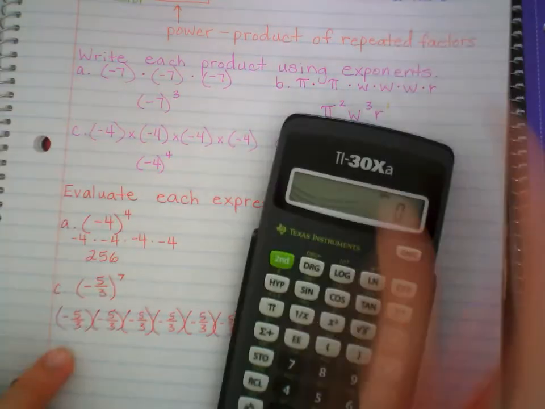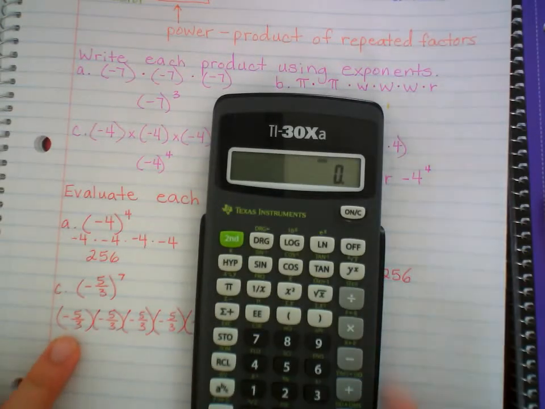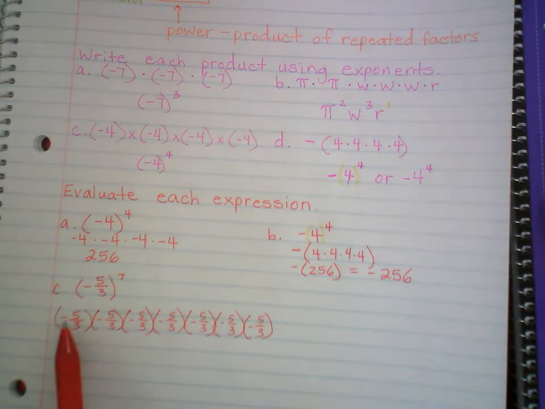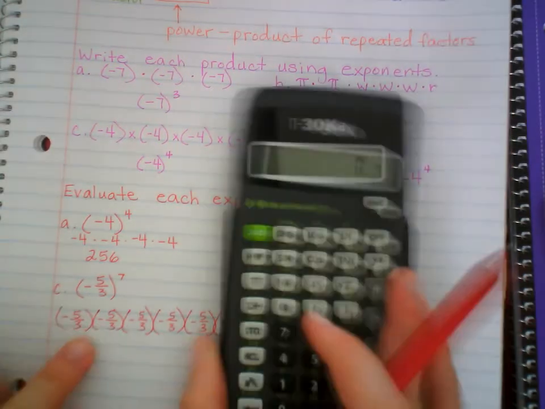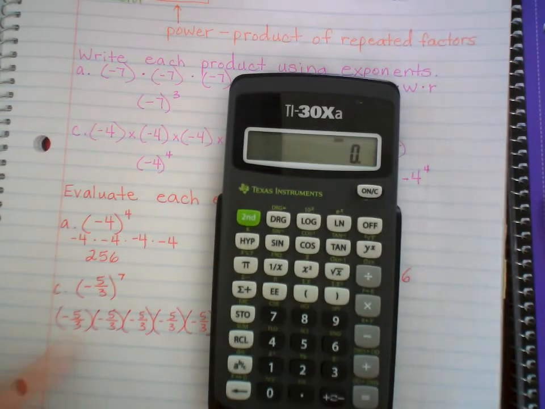Now, let's try it in our calculator. You could literally do negative 5 times negative 5 times negative 5 times negative 5 times negative 5, blah, blah, blah, and then do 3 times 3 times 3. Or you could do negative 5 thirds times negative 5 thirds 7 times. Super obnoxious. But you can do that.